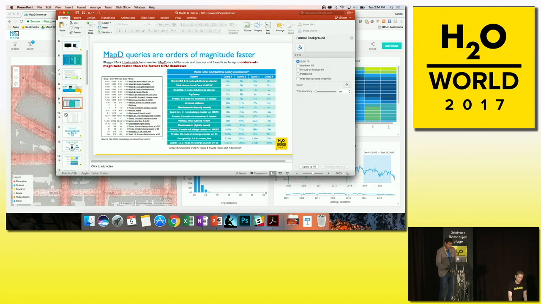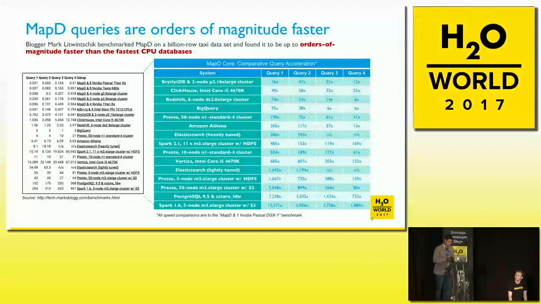The point I was trying to make is that the interactive speeds, which afford 1 billion rows of data, are actually what is enabled by GPU, right?